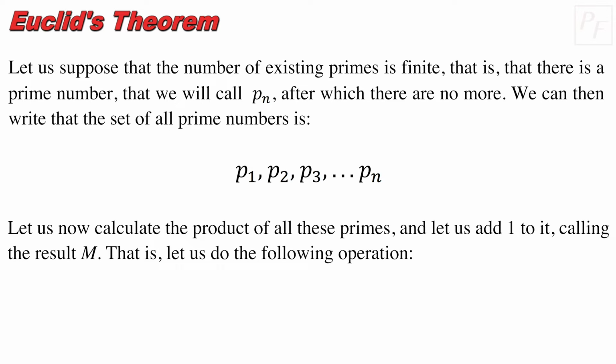Let us now calculate the product of all these primes, and let us add 1 to it, calling the result m. That is, let us do the following operation. Number m, this is indisputable, is a number greater than 1, and greater than any of the primes of our list p sub 1, p sub 2, p sub 3, etc.